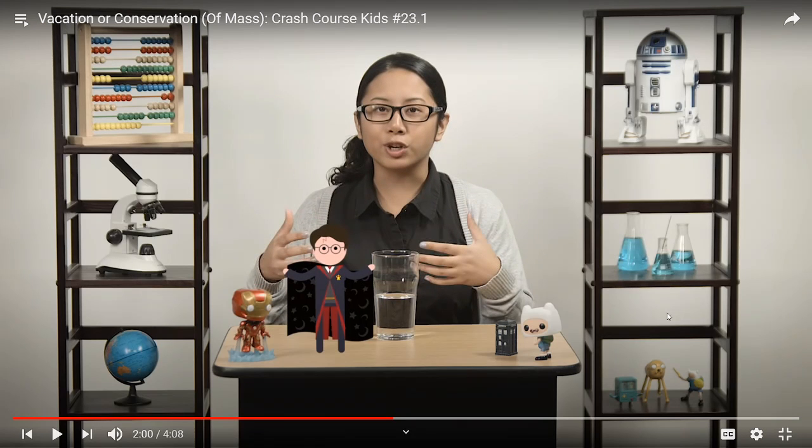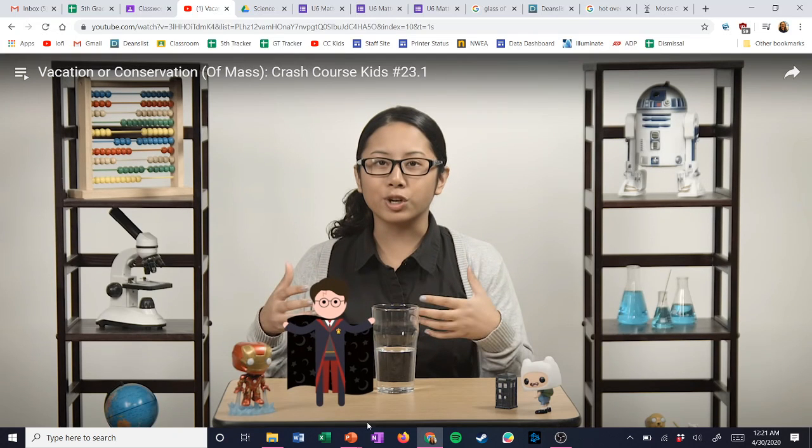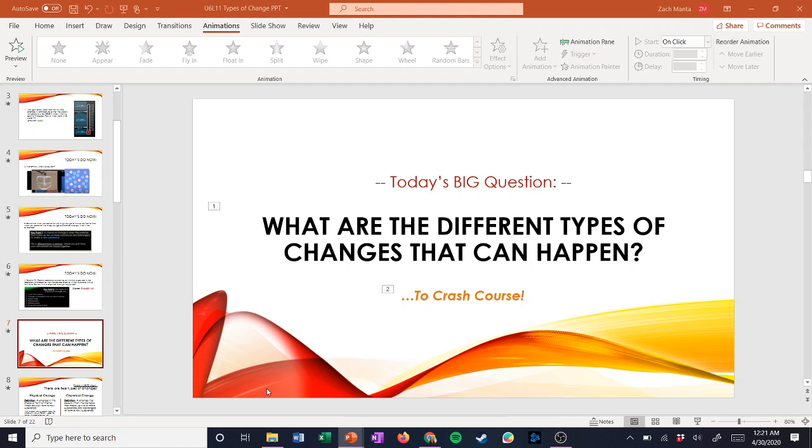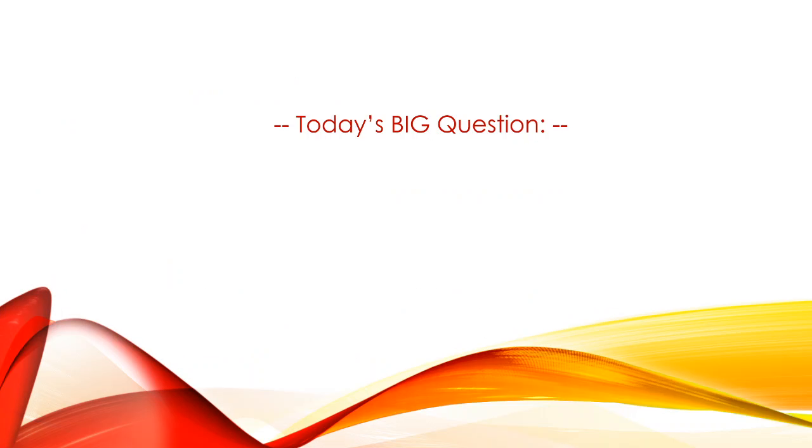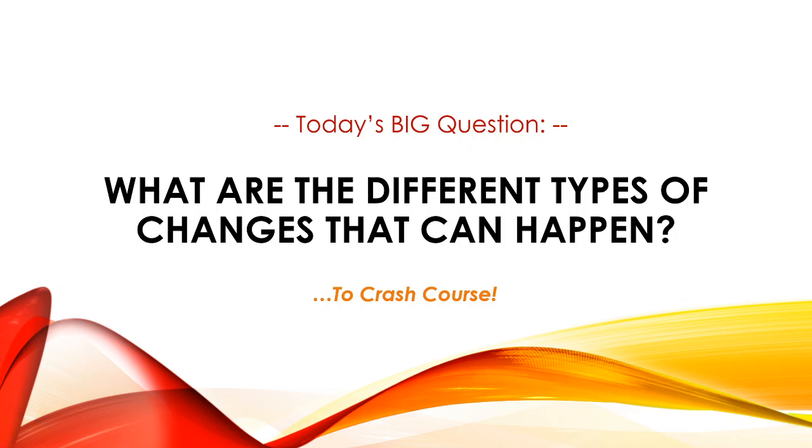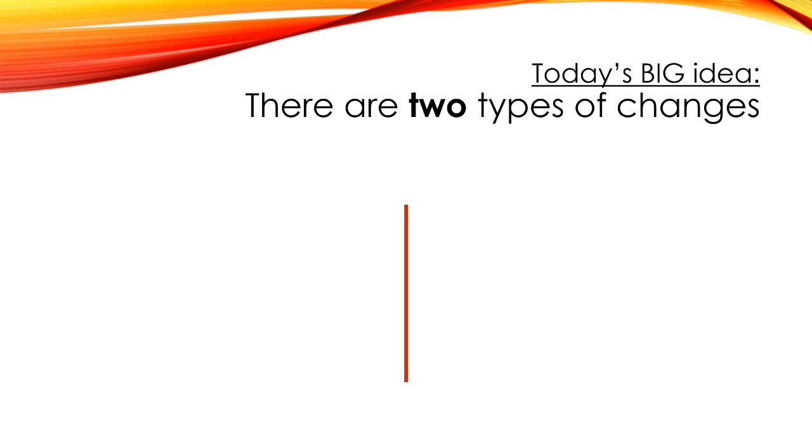Alright, we're pausing it there because we already got some new vocabulary words, some new understandings of things, and we'll finish off with the rest of it tomorrow. But let's think about what we just learned from Crash Course. The main idea that I want you guys to take away from today's big idea, is that there are two types of changes that we talk about in chemistry.